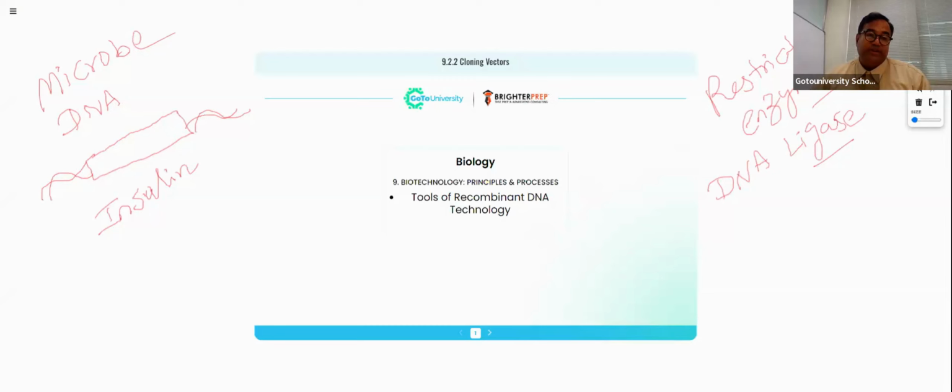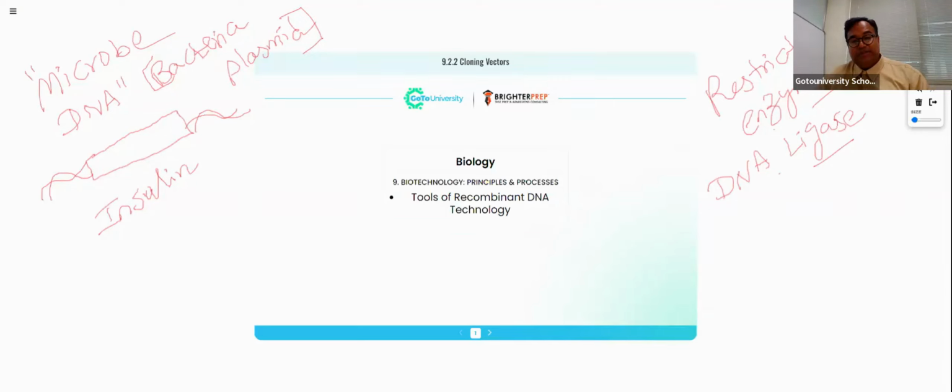What microbial DNA? Can I say any one specific word? Bacteria. So in the case of bacteria, what DNA are you choosing? Cytoplasmic DNA. How do you call the cytoplasmic DNA? As plasmid DNA. So to the bacterial cytoplasmic DNA or plasmid DNA, we introduce the foreign gene by using restriction enzyme and DNA ligase.